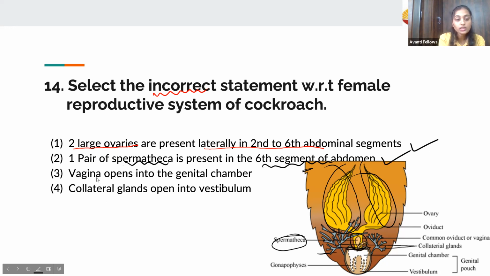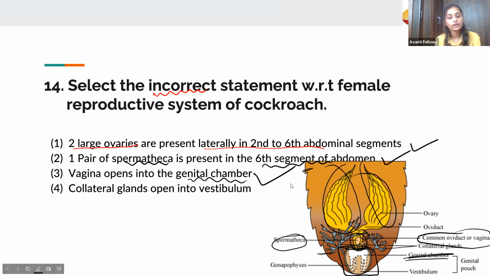The third statement says that the vagina opens into the genital chamber. Let's see where the vagina is here. Here you can see the vagina, which opens into the genital chamber. This is the genital chamber you are seeing, and the vagina opens into it. So this statement is also correct.